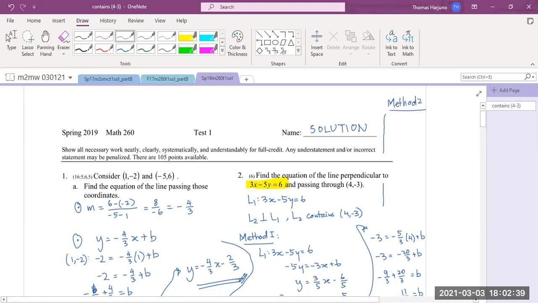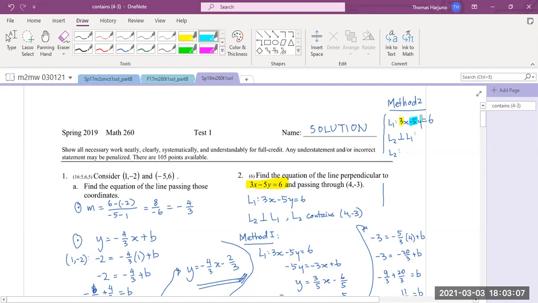A precalculus method. Okay, now notice that line 1 is 3x minus 5y equals 6. Now line 2 is perpendicular to that, right? So line 2 must have this pattern. You switch the coefficients of x and y. So the coefficient of x is 3, the coefficient of y is -5.